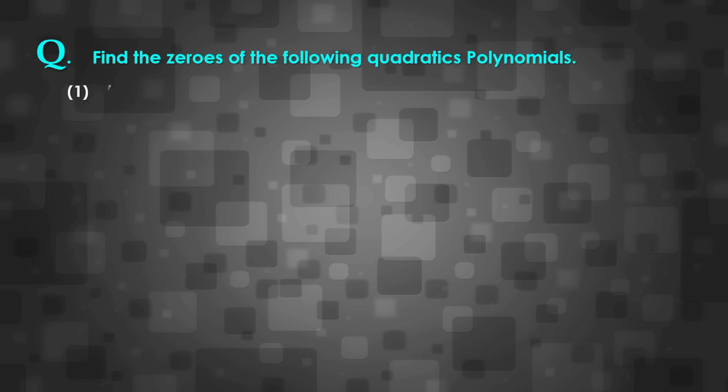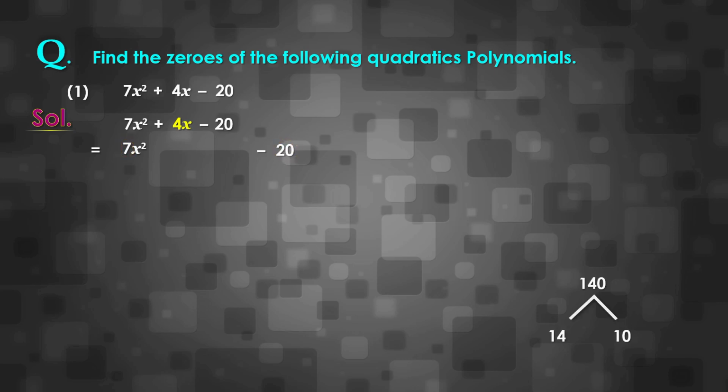Now let us find the zeros of the quadratic polynomial 7x square plus 4x minus 20. First, we multiply the coefficient of x square and the constant term. 7 multiplied by negative 20 gives negative 140. Now we look for two numbers whose product is negative 140 and whose sum is positive 4. The numbers are 14 and negative 10. So we split the middle term: 7x square plus 14x minus 10x minus 20.